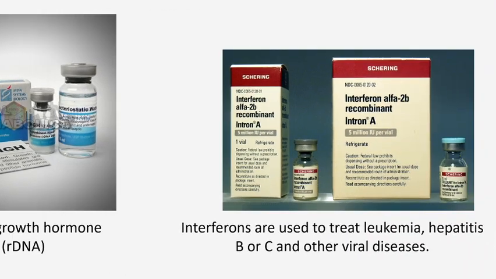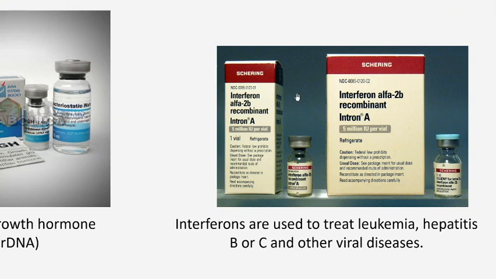And then we are discussing the use of interferons. We say that interferons are protein chemicals used to treat leukemia, hepatitis B or C, or other viral diseases. Interferons are naturally produced inside our body, but when cancer conditions or viral infections trigger in the body, we have to block the growth of the virus or cancer cells, and then we have to administer interferon from the outside into the body.